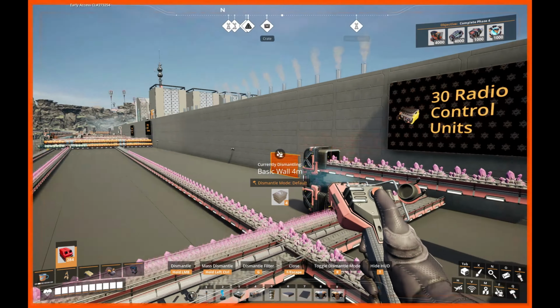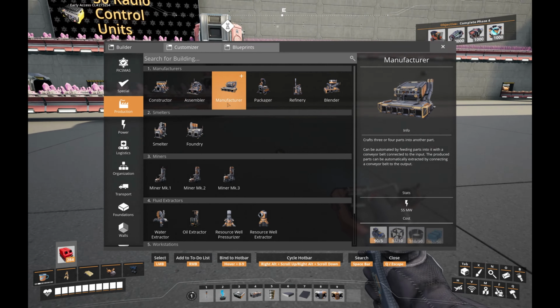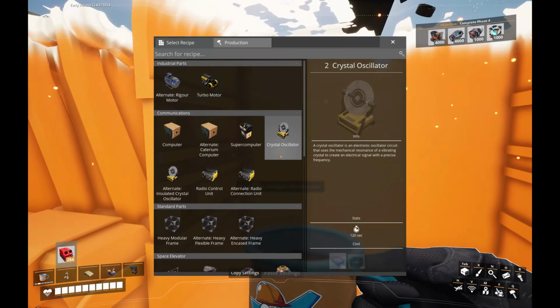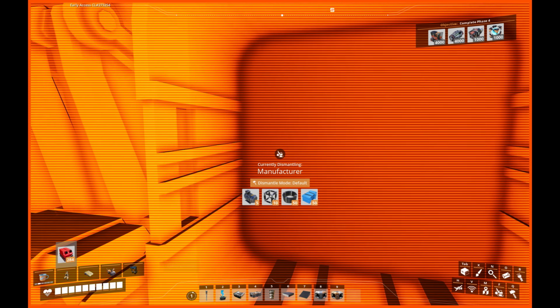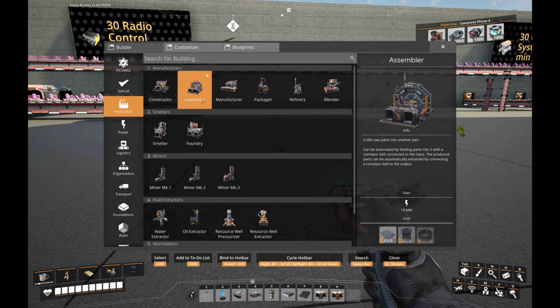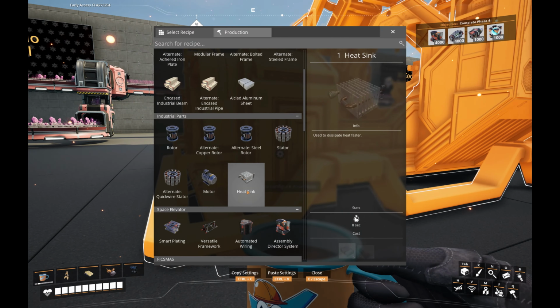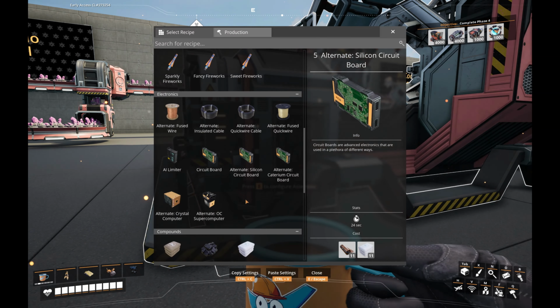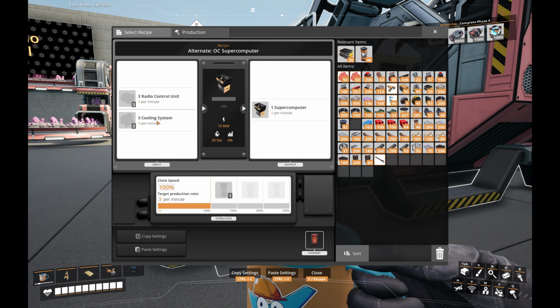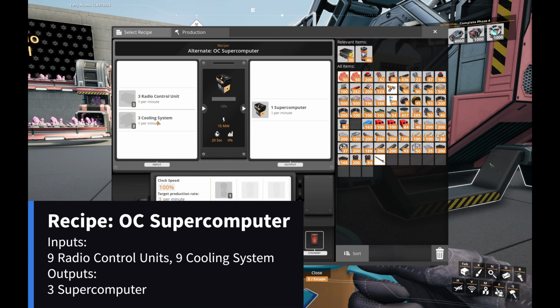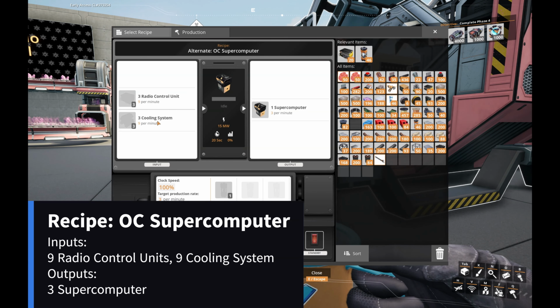Now with these radio control units and cooling systems created, I am planning to create supercomputer. The supercomputer recipe I am using is in assembler. It is an alternate recipe called OC supercomputer. This takes 9 radio control unit and 9 cooling systems to make 3 supercomputers per minute.